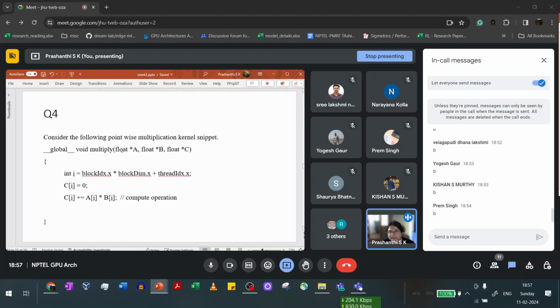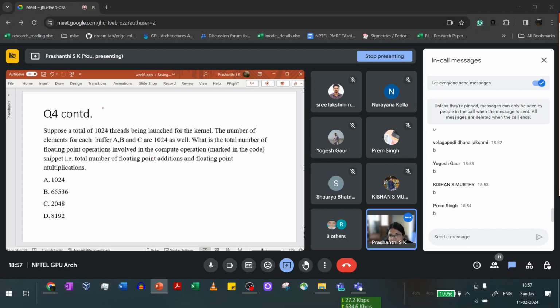Okay, consider the following pointwise multiplication kernel snippet. The function is called multiply, and i is calculated as blockIdx.x times blockDim.x plus threadIdx.x. C[i] is initialized to 0, and then you do A[i] times B[i] and keep adding that to C[i]. This is your pointwise multiplication kernel.